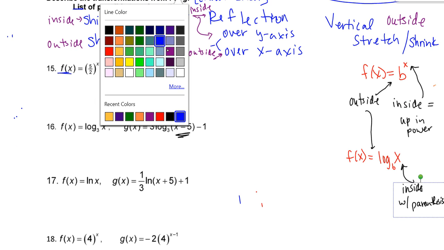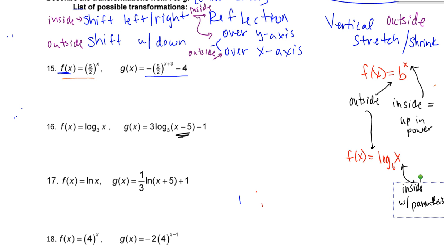All right, let's look at these then. Our cheat sheet. Here's the original. Looks like we've got this guy, and this guy. So if we've got a negative outside, that means it's a reflection, and it's outside, which means it's over the x-axis. Okay, this guy, the +3, that's inside, and it's adding, so it actually moved it left 3. Okay, now we're subtracting outside, which means it's going to move down 4.